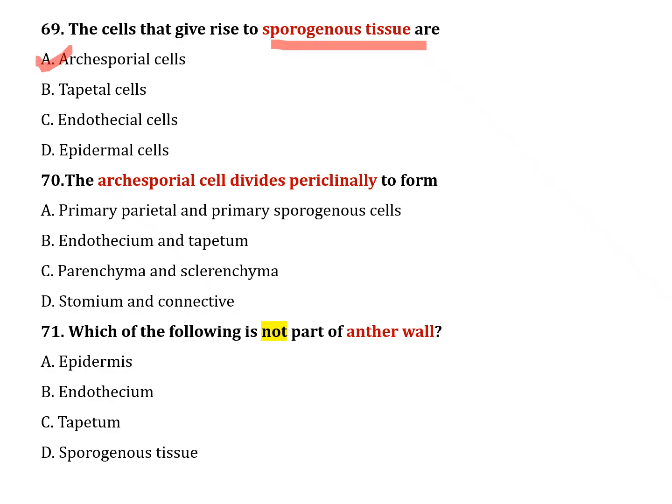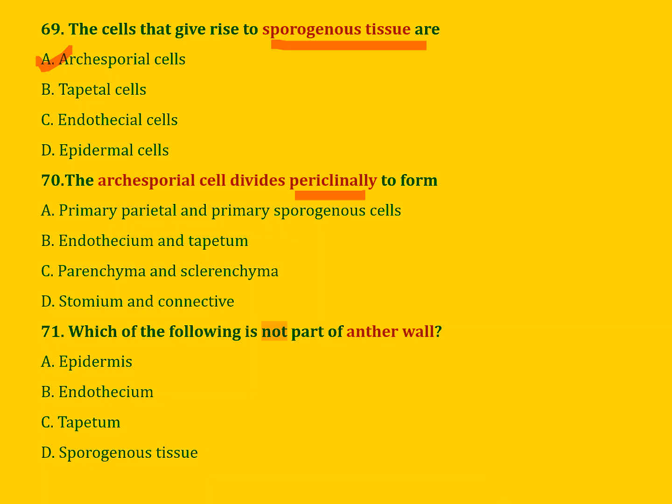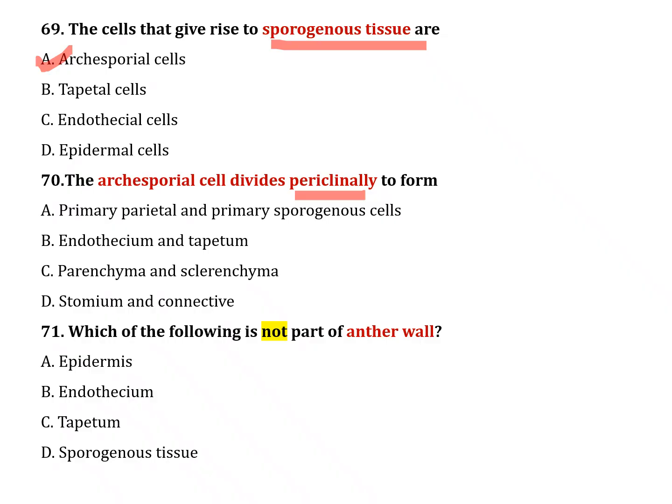The next question, number 70. The archesporial cells divide periclinally to form: option A, primary parietal cells and primary sporogenous cells; option B, endothelium and tapetum; option C, parenchyma and sclerenchyma; option D, stomium and connective. The correct answer is option A, primary parietal cells and primary sporogenous cells.